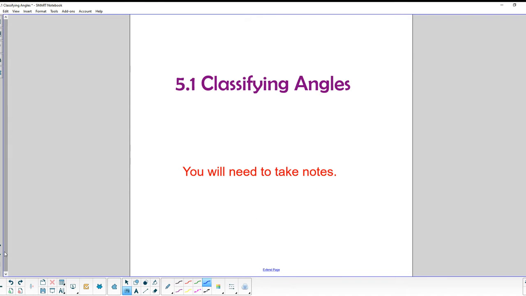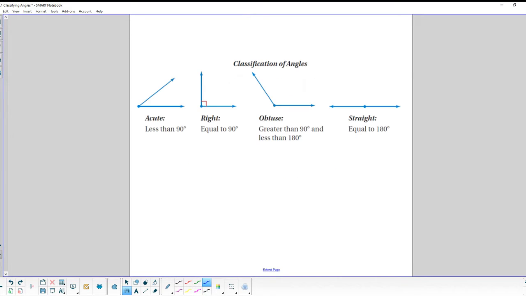So today we're talking about classifying angles, and you're going to need to take some notes with this because these little definitions are going to come in handy. You're going to need to know them and apply them time and time again in these problems. So first of all, if I have a single angle and it's less than 90 degrees, it's called an acute angle. If I have a single angle and it's got a 90-degree angle in it, looks like this, straight up and down and over like this, that's considered a right angle. It's equal to 90 degrees.